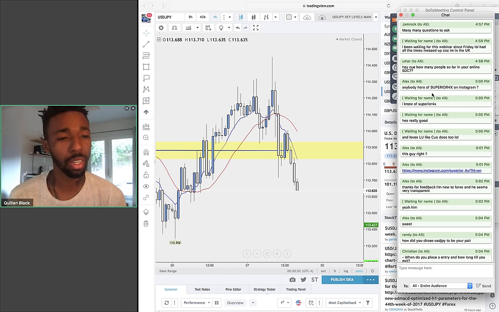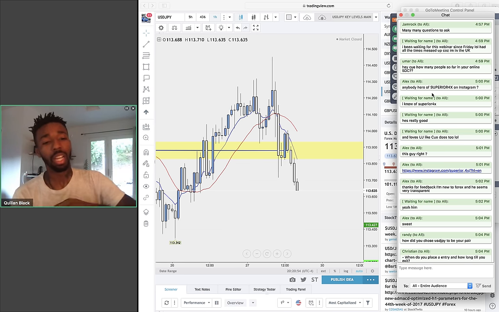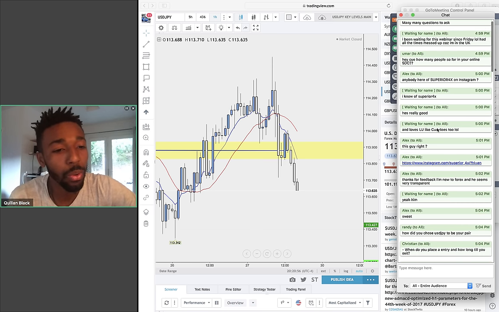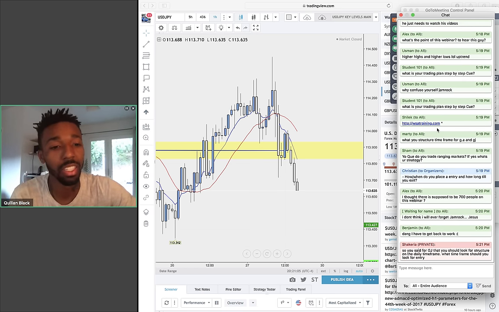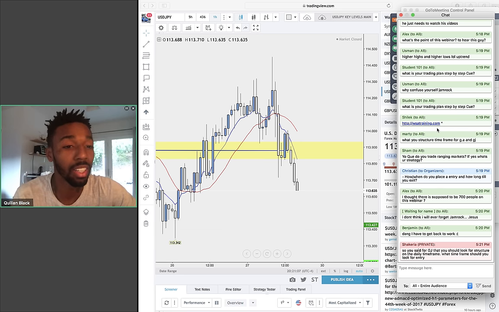When do you place an entry and how long till you exit? Okay, so Christian asks, when do I place an entry and how long till I exit? That depends. Every single trade is a different situation, a different case. You can't really compare two trades together because you're entering and exiting for different reasons for each and every order.